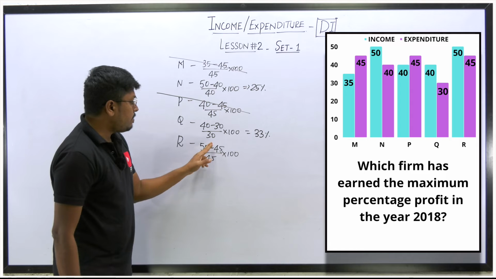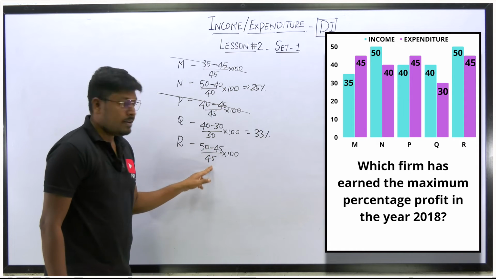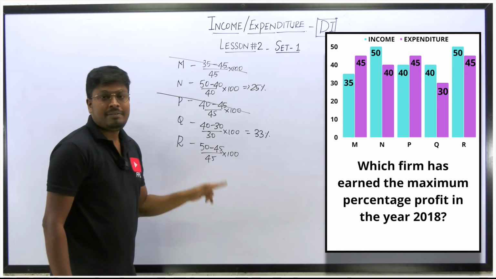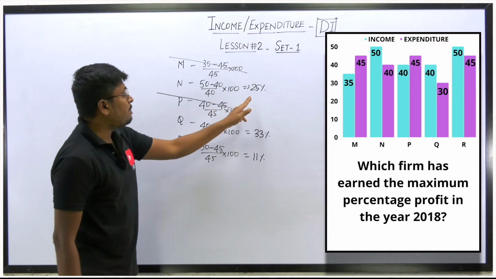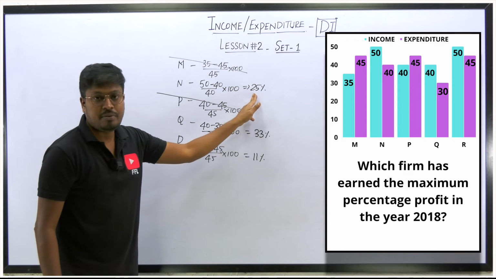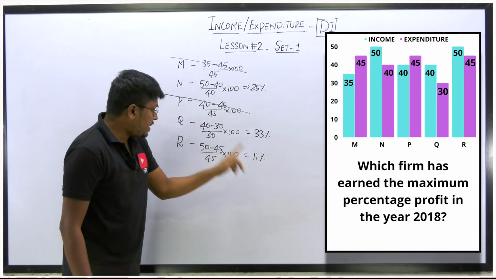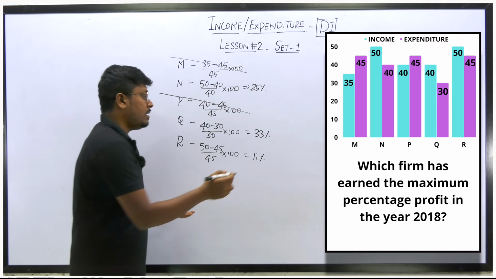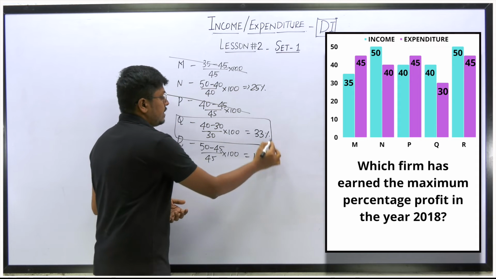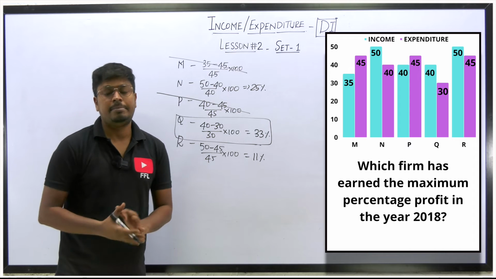So here this will be 5 by 45. So 5 by 45 will be 1 by 9. So 100 by 9 will be 11 percent. So finally, you can see company N is 25% profit, company Q 33% profit, company R 11% profit. Which company earns the maximum profit here? This company. So we can say that company Q earns a maximum profit of 33%.